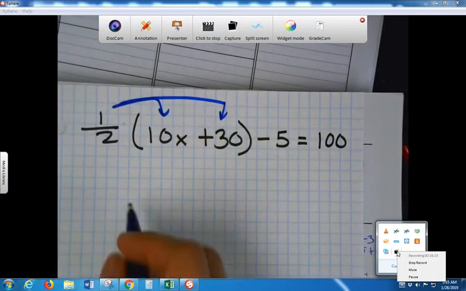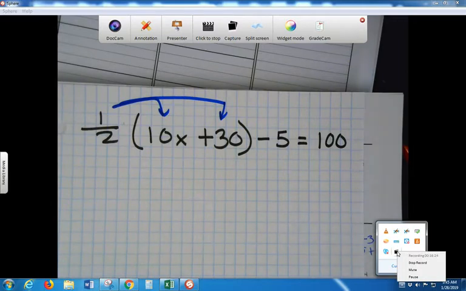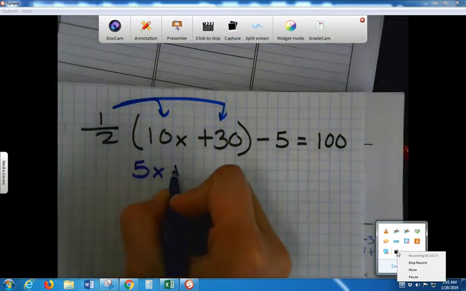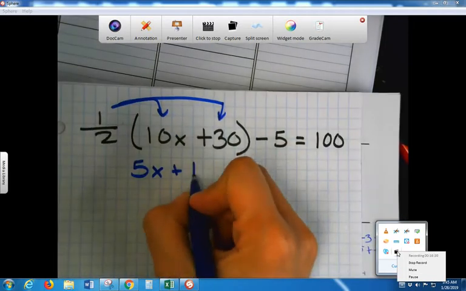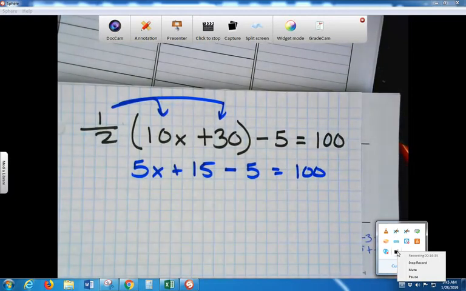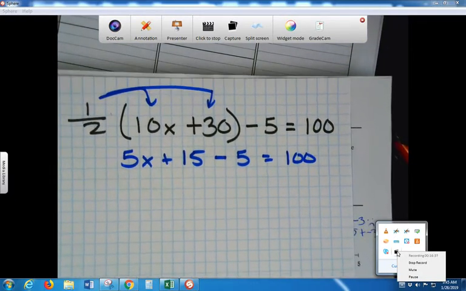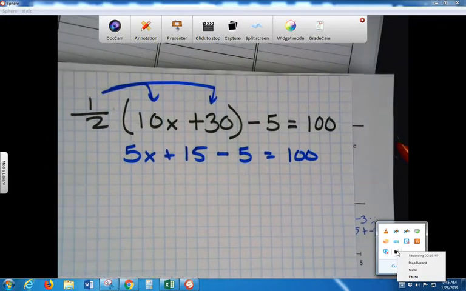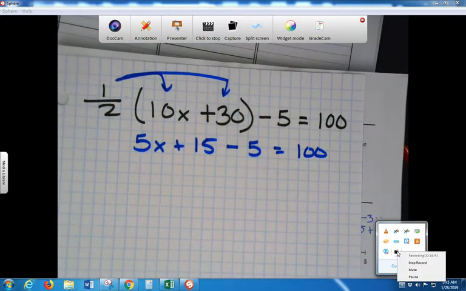So, what's half of 10x? I mean, yes, half of 10x. 5x. Very good, 5x. Plus, what's half of 30? 15. Bring down the minus 5, equal sign, and 100. Okay. So, is a half super difficult? No. Right? Or you could have taken 10 times 0.5, because 0.5 is a half, 0, 5, move it one time, you still get the same answer, right? If you don't understand where we're getting 5 and 15 from.